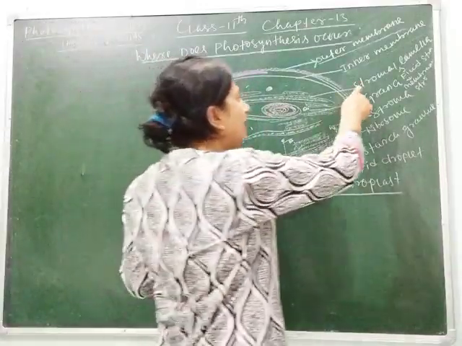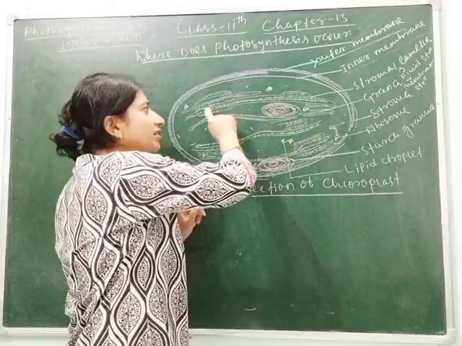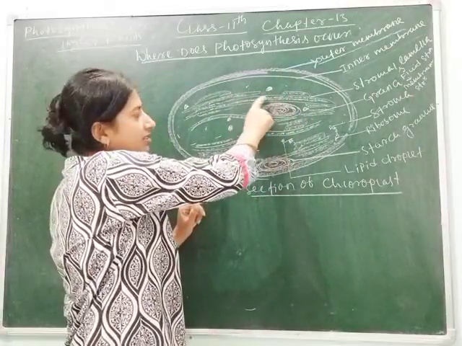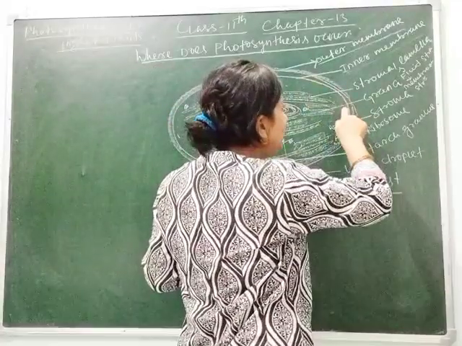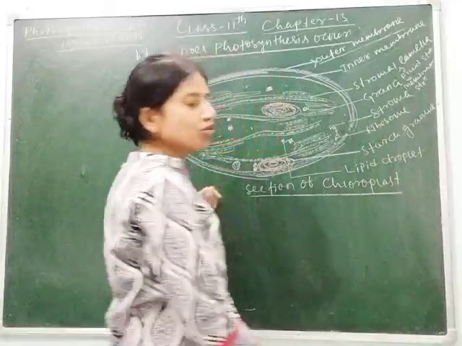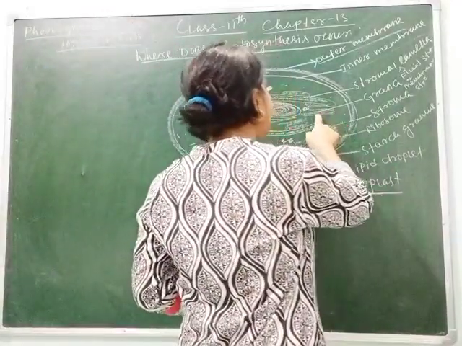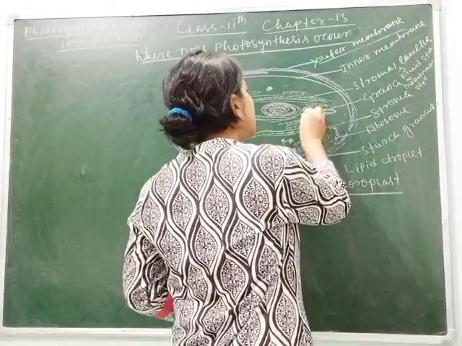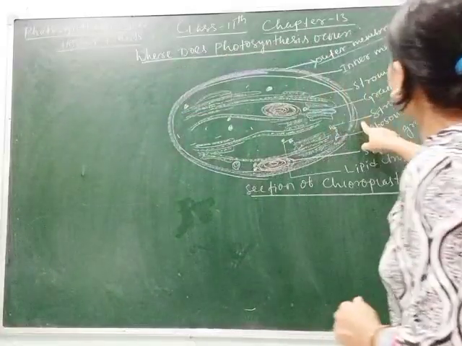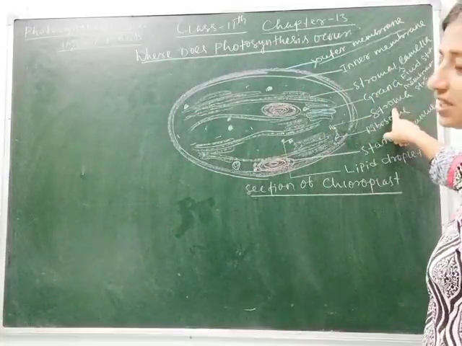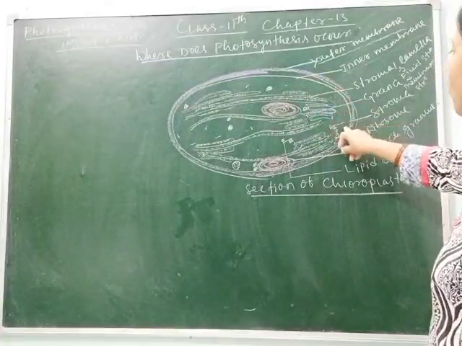Next is the stroma lamella. You can see the green colored, long thread-like, stick-like structures. They are called stroma lamella, and around them the stroma is present, which covers the stroma lamella. And here is the grana. Just below the grana there is the stroma, which is the space inside the chloroplast.